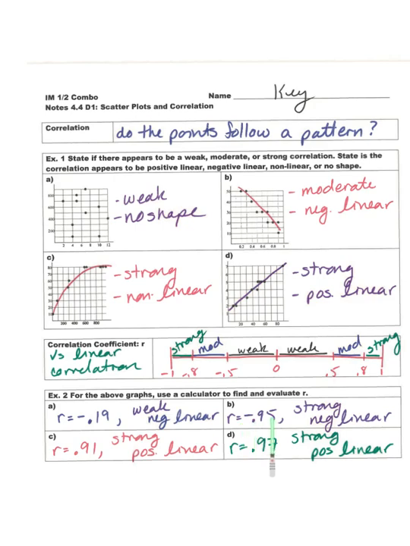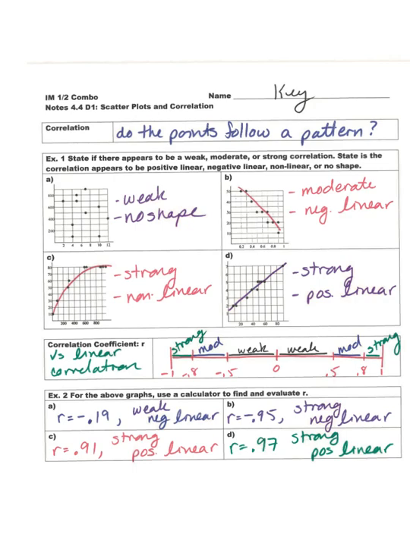B, negative 0.95. Well, that's here between the 0.8 and the 1 on the negative side, so that is definitely a strong correlation, and it's negative linear. So my moderate guess here was actually wrong. This is actually strong, not moderate.